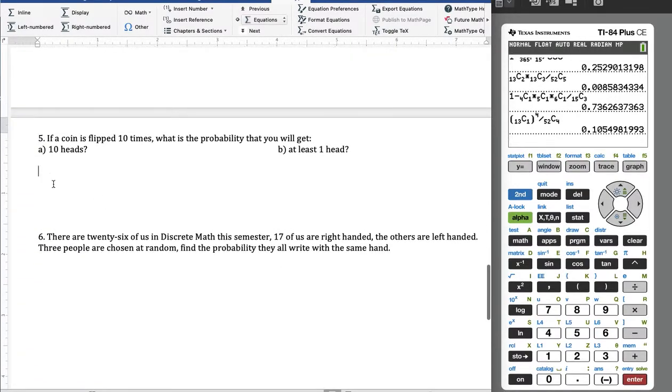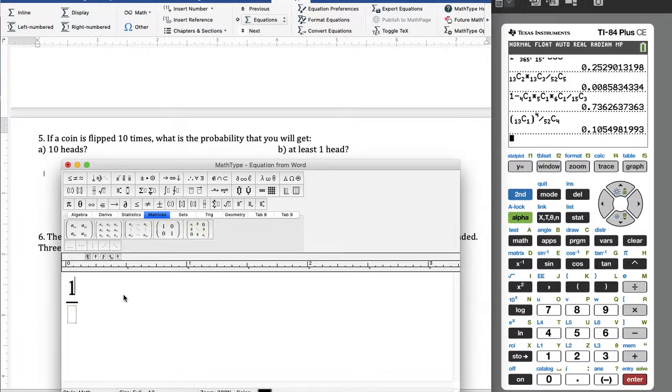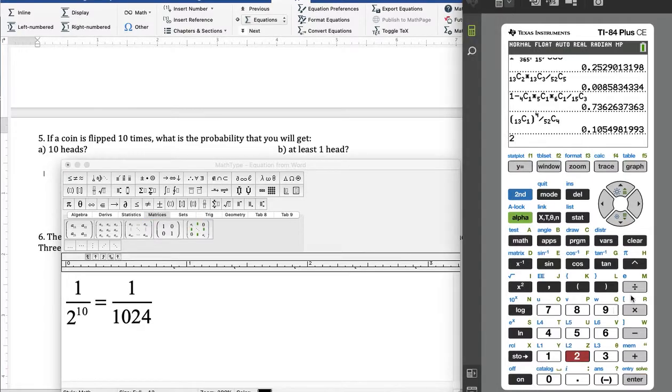Down to the next page, so we can see a little bit better. A coin is flipped 10 times. What's the probability that you will get 10 heads? Now each head is separate. One head would be 1/2, and the second head would again be 1/2, and the third head would again be 1/2. Well, we're going to do that 10 times. Rather than do that all out, we're going to have 1 over 2 to the 10th, because we're doing 1/2 times 1/2 times 1/2, and so on. That gets us 1 over, I think it's 1024. Let's just check that.